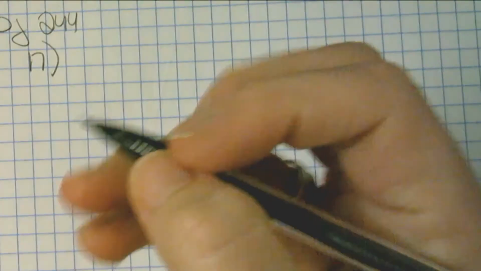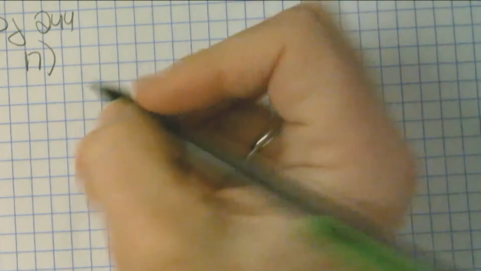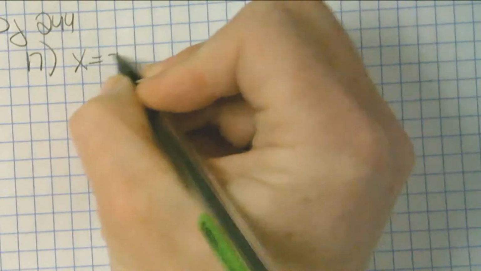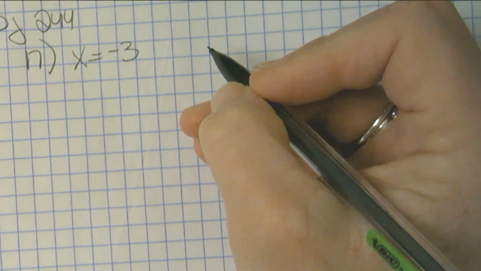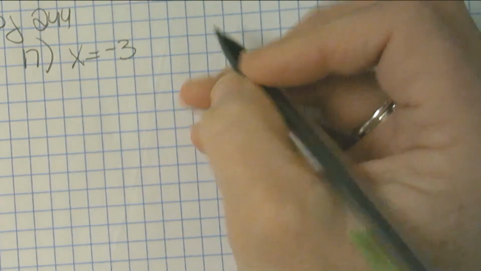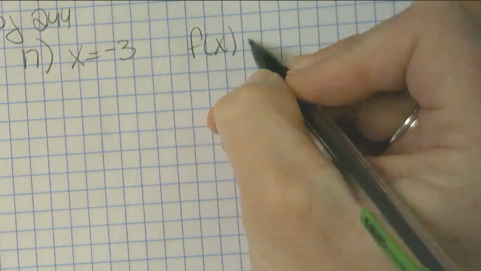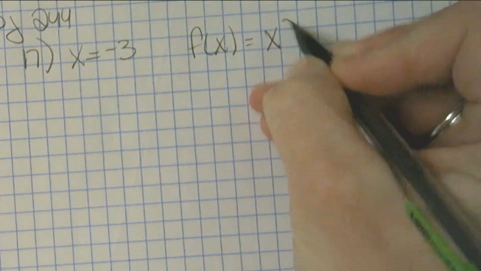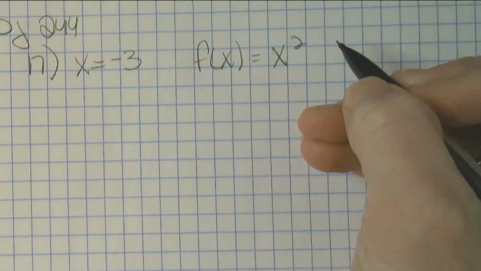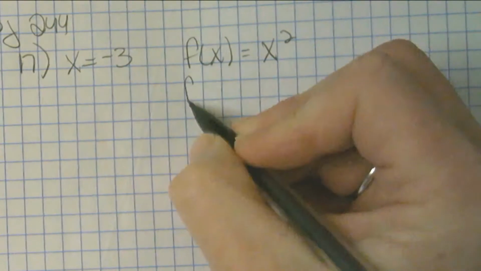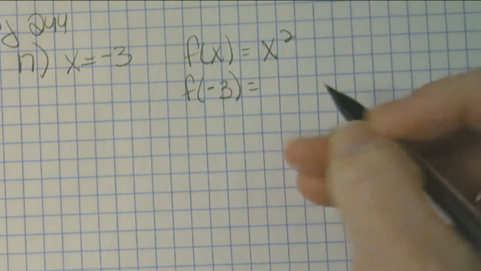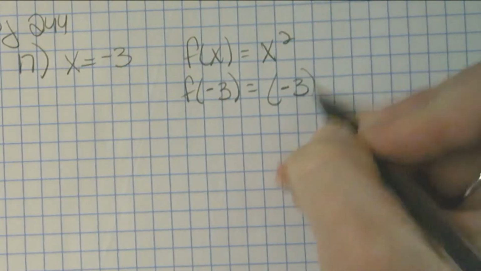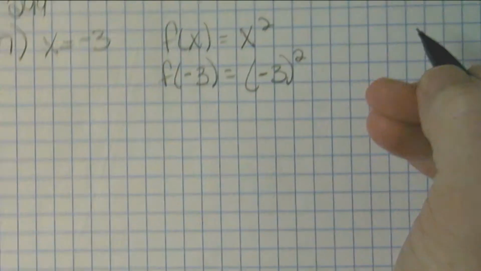Alright, so if I take a look at 17, they wanted us to evaluate the function for when x is equal to negative 3. F of x is equal to x squared. Isn't that 17? Alright, so all I'm going to do is substitute that negative 3 in for my x in my function notation, and I'm also substituting that negative 3 into my x for my equation.